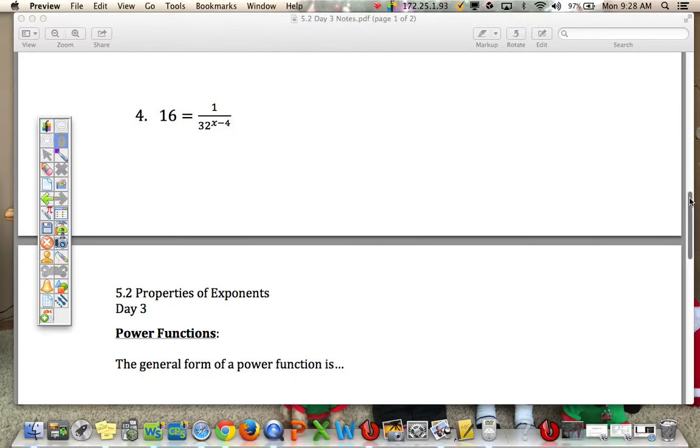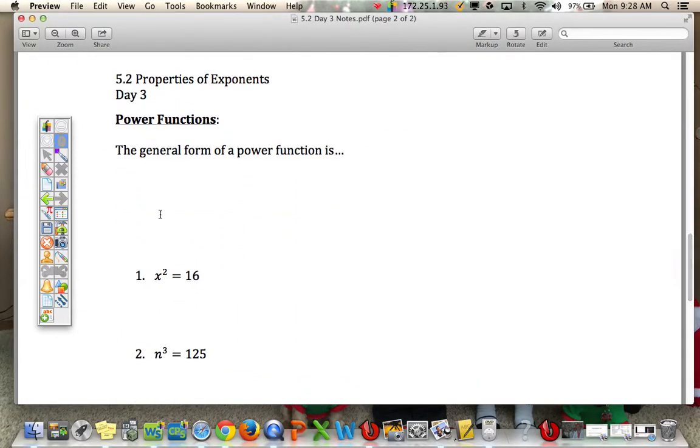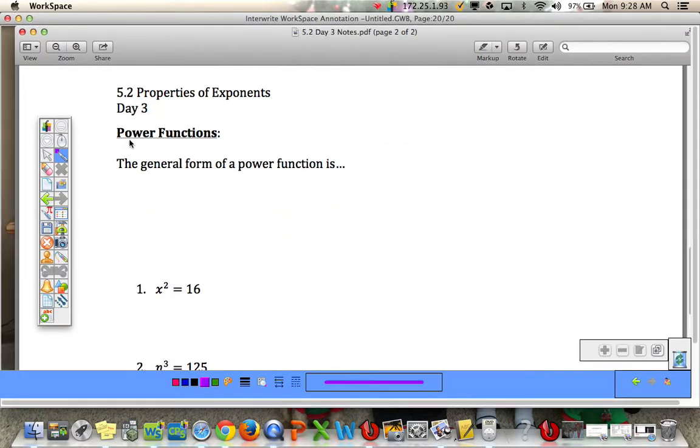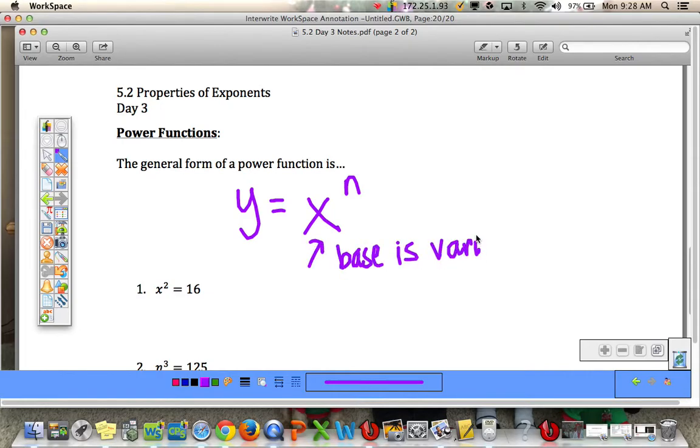Now we're going to switch gears a little bit and talk about what a power function is. A power function is different than an exponential. In the general form of a power function, x, the variable that you're solving for, is the base. So the base is the variable. That's the difference. And n is some number. Okay, so the base is the variable in a power function. And we actually know how to solve power functions. We've worked with power functions before.